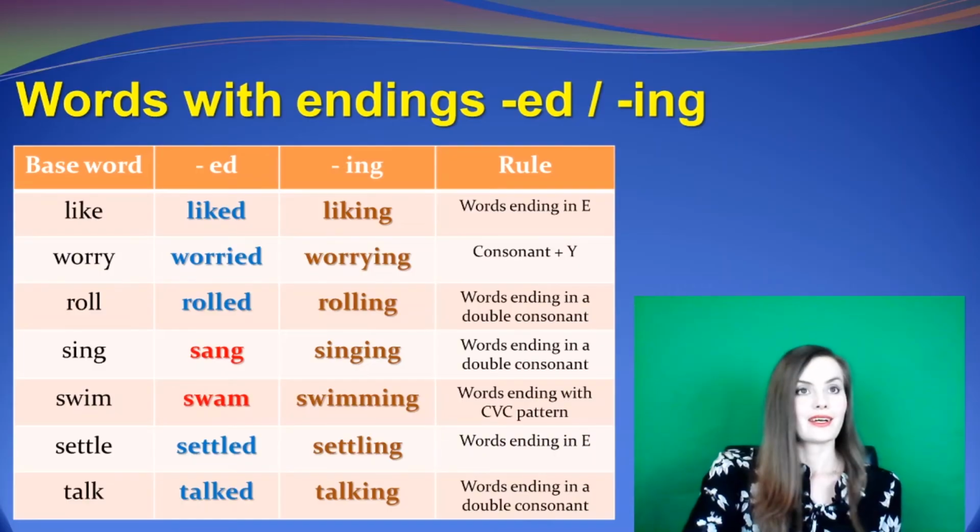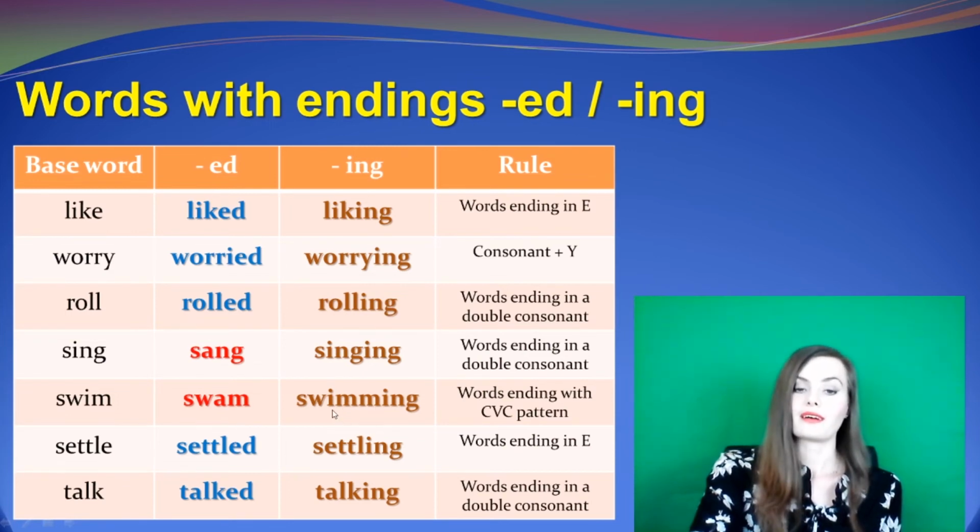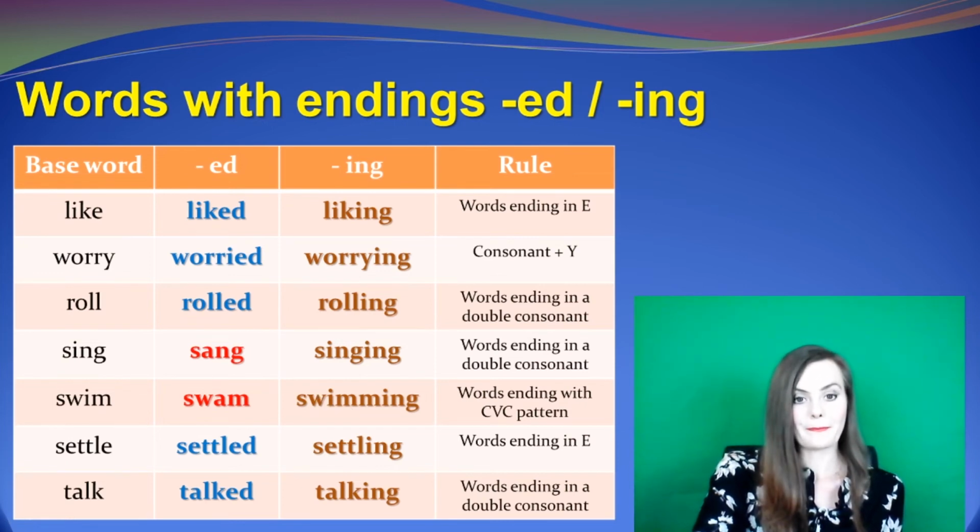Same happens, or maybe not the same. How about the word swim? In the past, we say swam, right? We don't add ed, but we say swimming. And in here, you can see that we doubled the letter M. Why did we do this? Because this word has a pattern: C, V, C. Consonant, vowel, consonant. That's why we need to double the letter M.